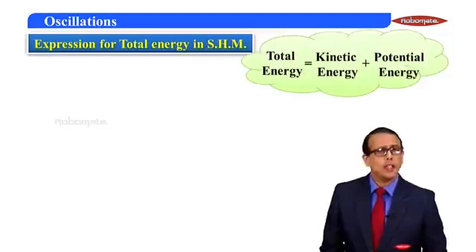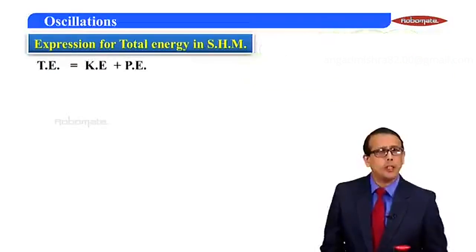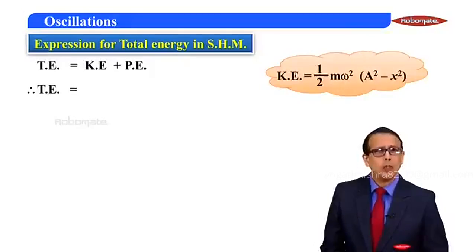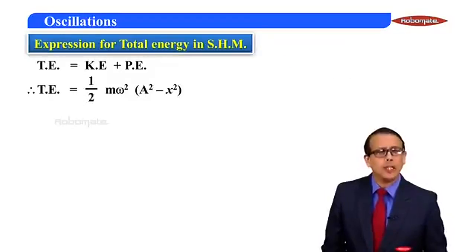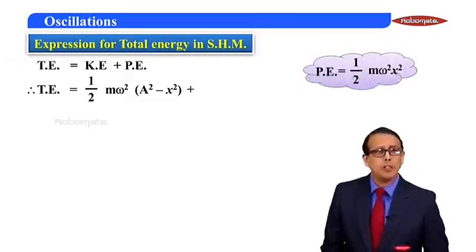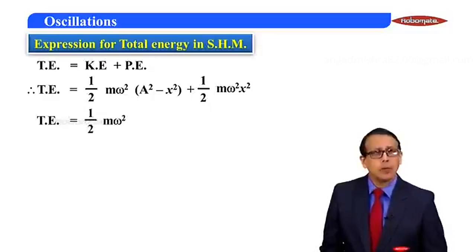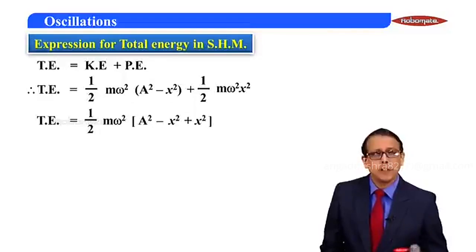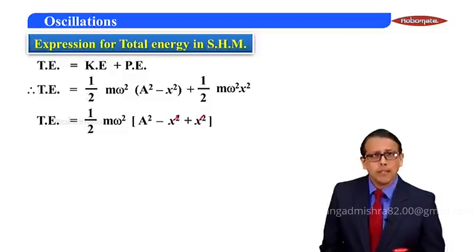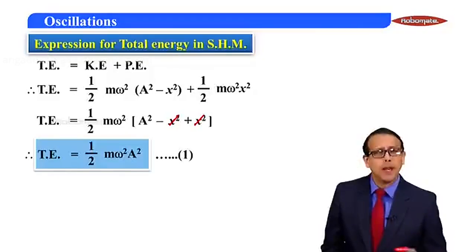Students, we know total energy is the sum of kinetic energy and potential energy, that is TE is equal to KE plus PE. Now, let's substitute the value of kinetic energy, which is half m omega square a square minus x square, plus the value of potential energy, half m omega square x square. Now, we can very clearly see half m omega square is common here, and in the brackets we write a square minus x square plus x square. Now, minus x square plus x square get cancelled, and therefore total energy becomes half m omega square a square.